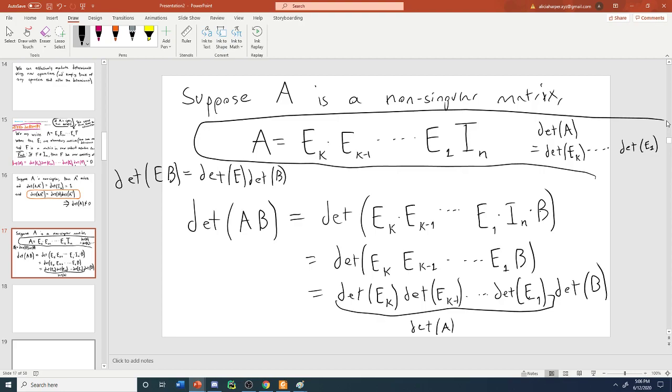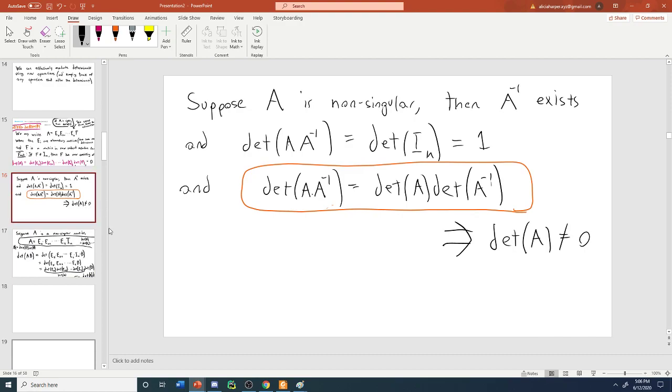So the determinant of the matrix A multiplied by the matrix B turns out to be the same thing as the determinant of A times the determinant of B. And this is true in general. So now I can go back here and I can apply this to a very special case. Namely, A is non-singular and A inverse exists. So I use this identity, which follows from the thing we just proved, and from this I see that the determinant of A is non-zero.